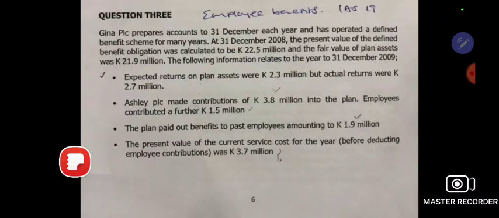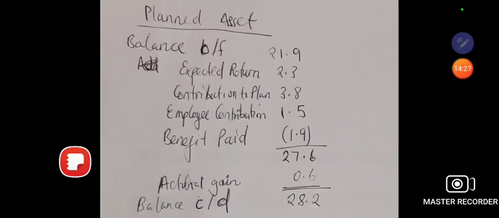These are already some I've just talked about. So you look out for the combination of 3.8 and 1.5 when you see the detailed contribution to the plan. So I hope we can see the solution. The opening balance, by the way, was 21.9. I just didn't show you quickly, but it was there in the opening statement. This was the opening balance for the plan asset.